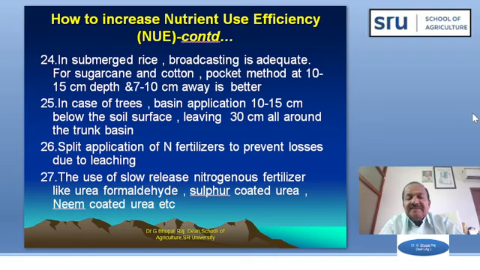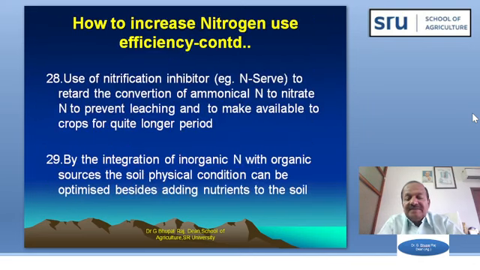In sugarcane and cotton, broadcasting is adequate; the packet method at 10 to 15 centimeter depth and 7 to 10 centimeter away is better. In case of trees, basin application 10 to 15 centimeters below the soil surface, leaving 30 centimeters all around the trunk, is recommended. Split application of nitrogen fertilizers prevents losses due to leaching. Slow release nitrogen fertilizers like urea formaldehyde, sulfur coated urea, neem coated urea, etc. should be applied to increase nutrient use efficiency.